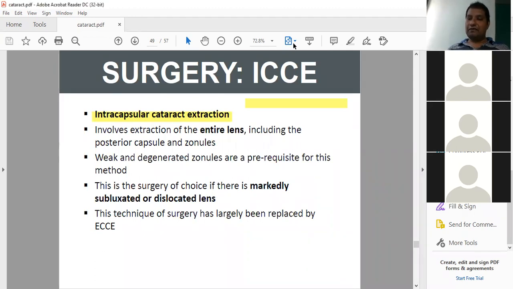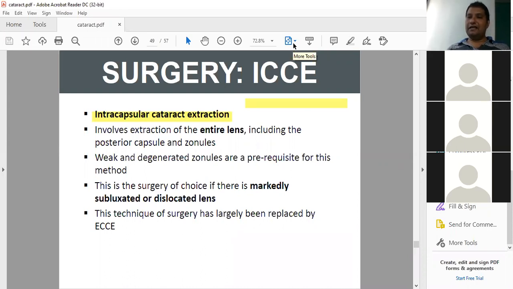Then after doing a complete eye examination, we do some systemic tests. We check the blood sugar, because if the blood sugar is high, we don't operate on the patient, because diabetes will affect wound healing and it can also predispose to infection. So we control the diabetes.